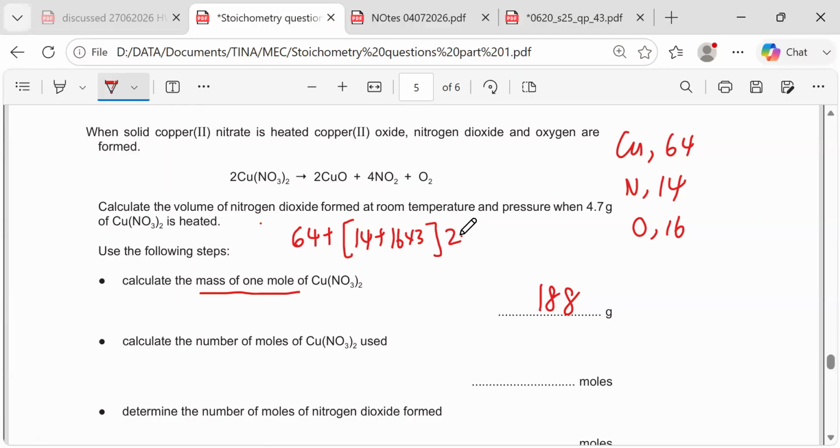Done? How do I calculate this? Formula 1, 2, 3? 4.7 over 180. Okay?